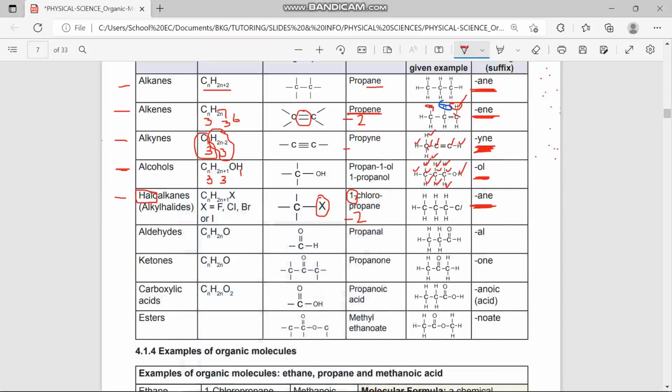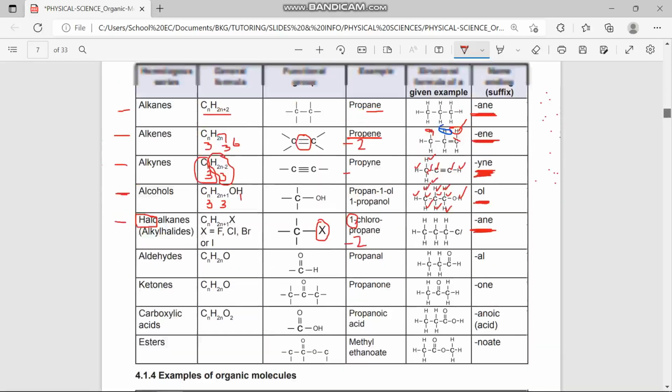Okay, so let's check our 1-chloropropane. Let's confirm if our 1-chloropropane is written in the correct structural formula way. How many C atoms in the propane compound? 3. Substitute 3 here again. So for 1-chloropropane, let's check if there are 3 C atoms. So 1, 2, yes, 3.